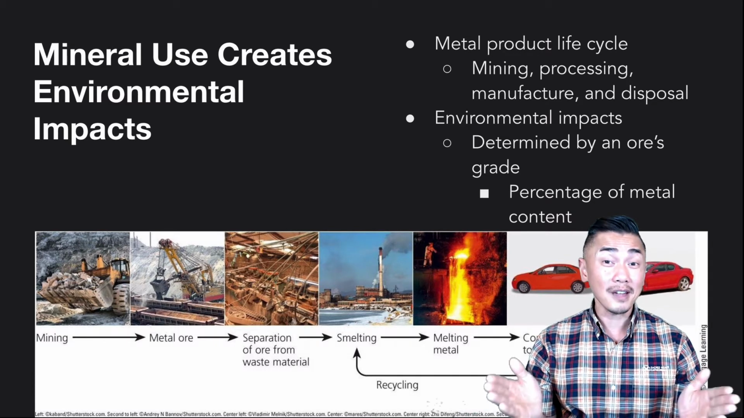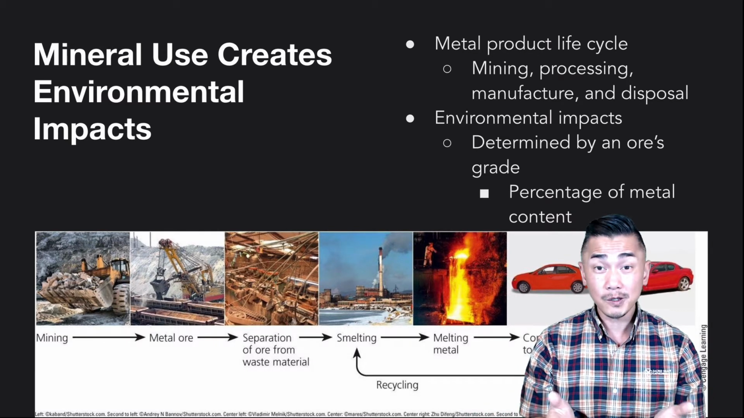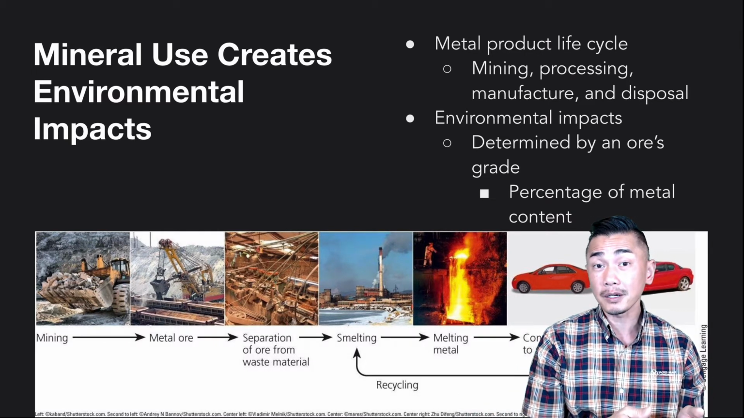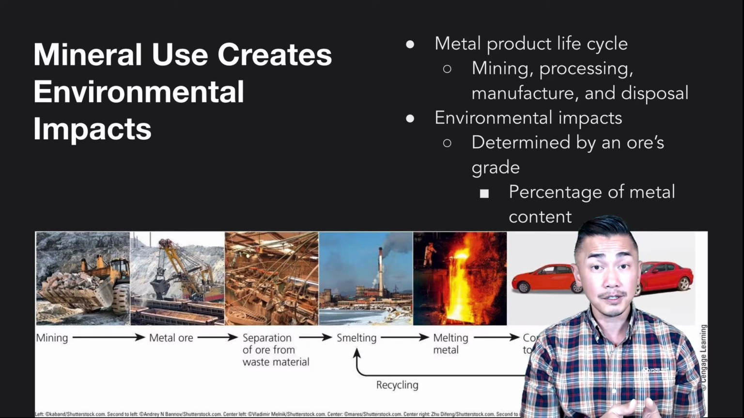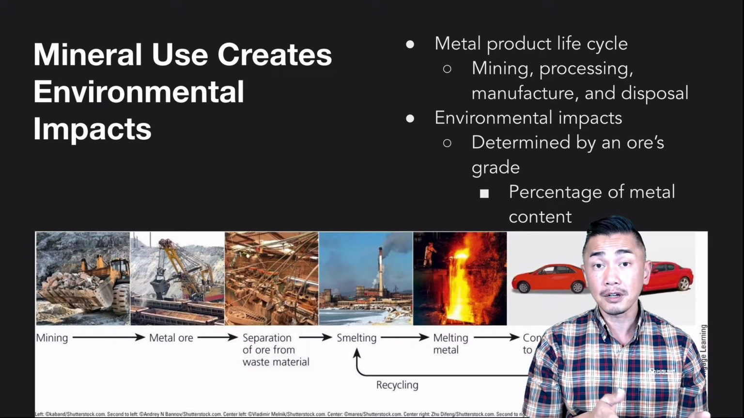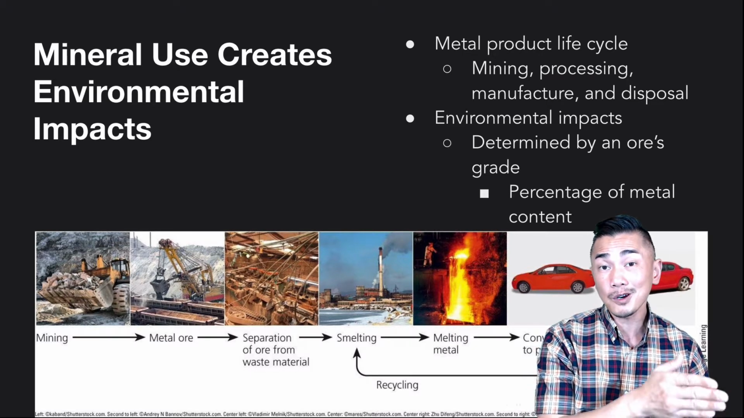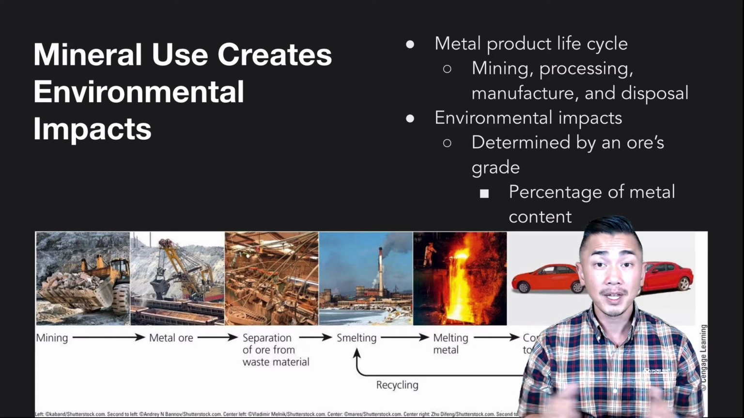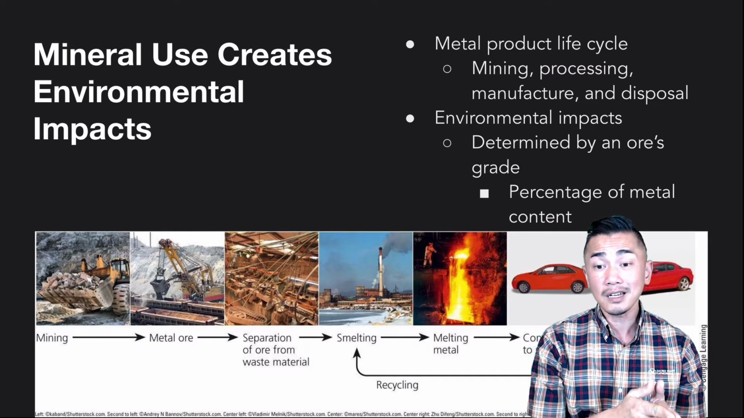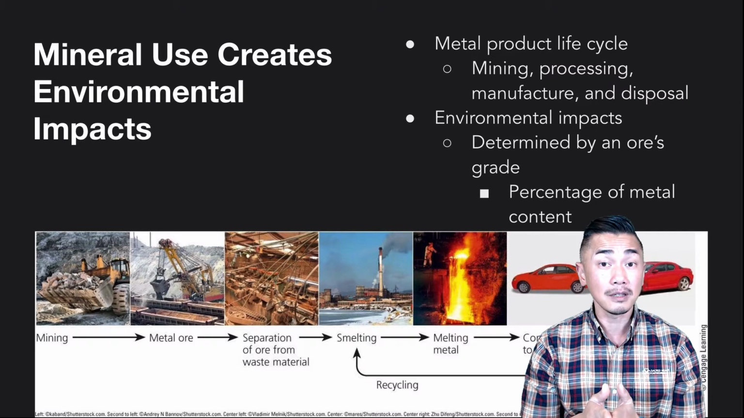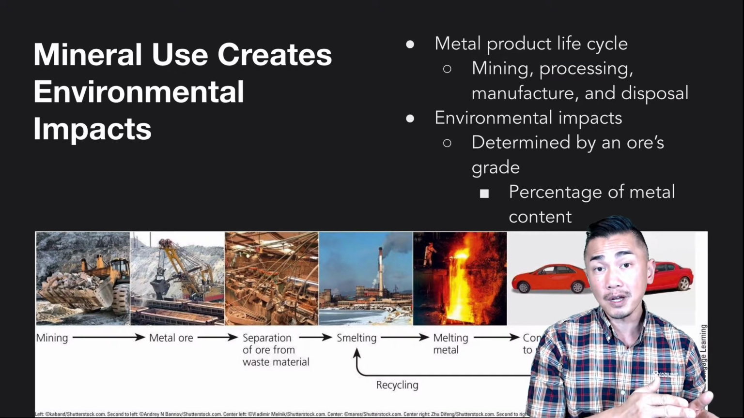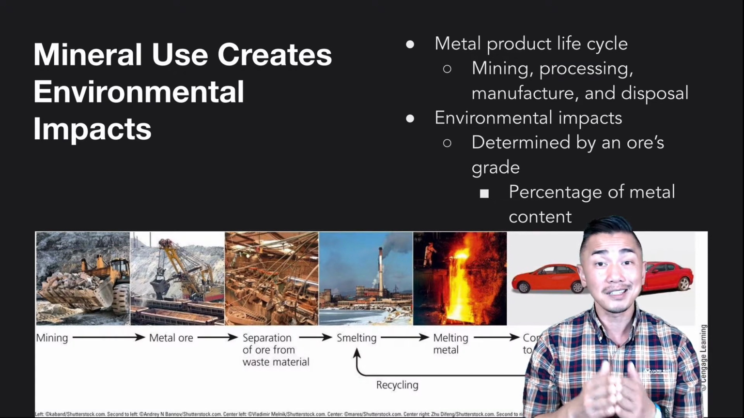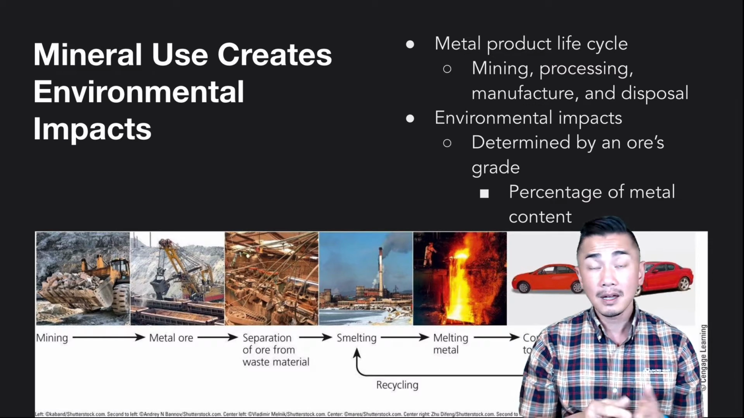Mineral use creates environmental impacts. We can see this with metals and the products they are used to create. We call this the metal product life cycle, and it includes everything between the moment that the metals are extracted from the ground and the moment that the product is disposed of. It also includes the processing and manufacturing that happen in the middle. Every step of the product life cycle has environmental impacts.